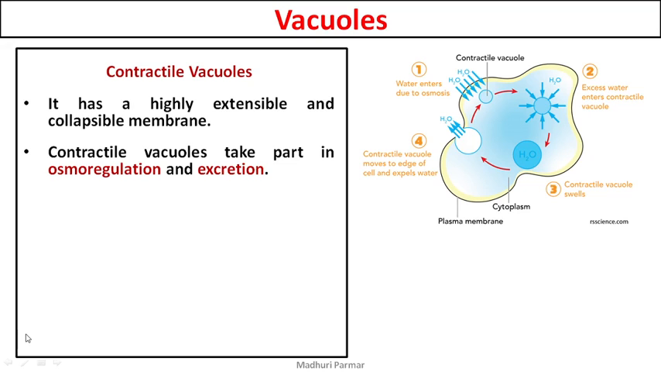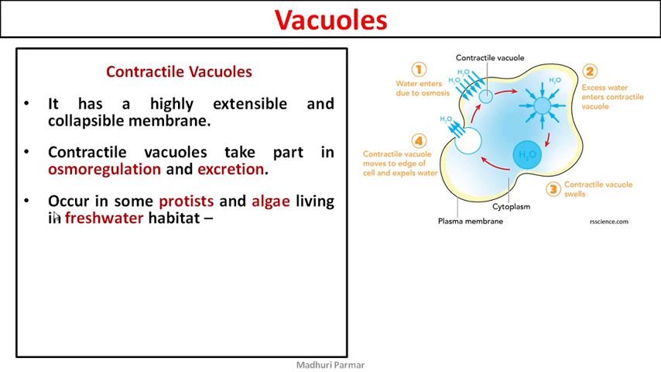Contractile vacuoles take part in osmoregulation and excretion to maintain the osmolarity and to excrete the waste products. Contractile vacuoles occur in some protists. Protists are the unicellular eukaryotes. Remember the five kingdom classification. So Protista are unicellular eukaryotes.